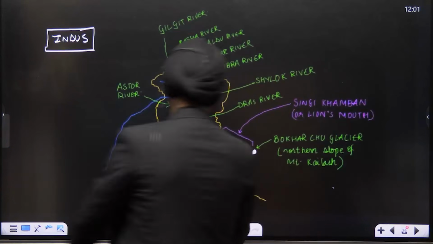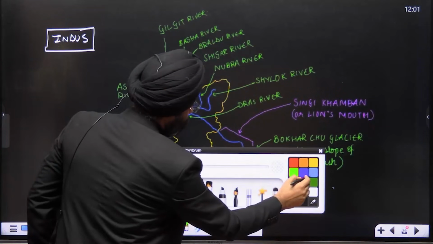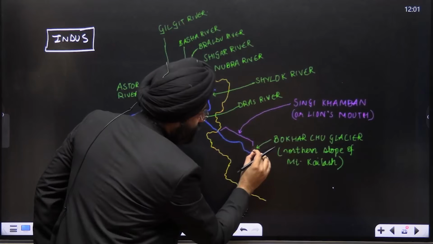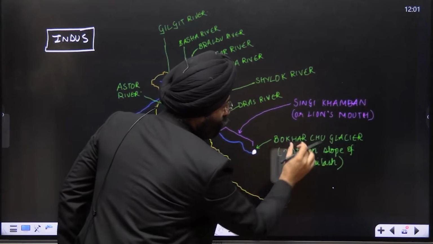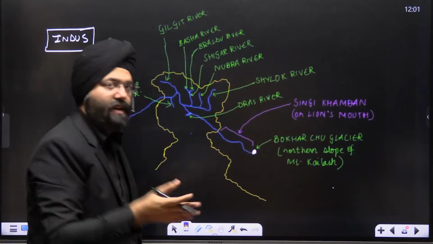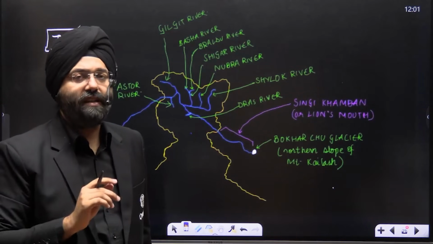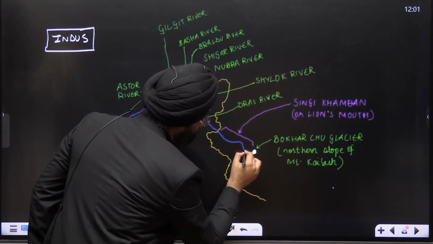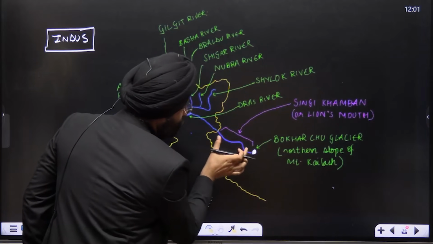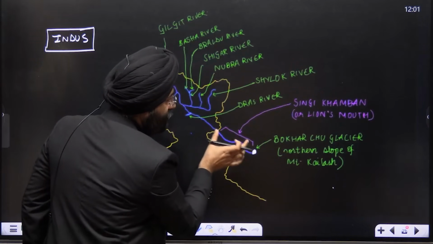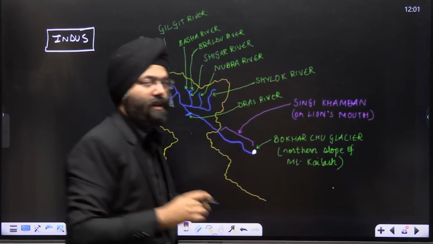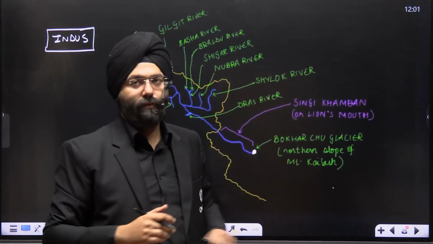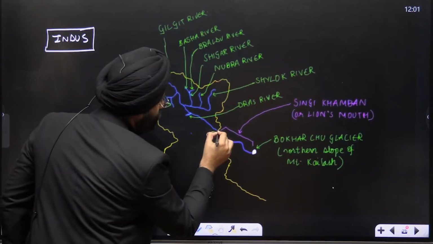See here. I told you, students, that there are certain other things also mentioned here, that the Indus River originates from the Bokharchu glacier, which is on the northern slope of Mount Kailash. Where is Mount Kailash? The Kailash range, which you have studied in your previous lecture with respect to the Trans-Himalayas. Now, this river starts moving, and this is a region in Tibet. In Tibet, the Indus River is known as Singhi Khamban. The meaning is lion's mouth. Clear? Then it enters India.